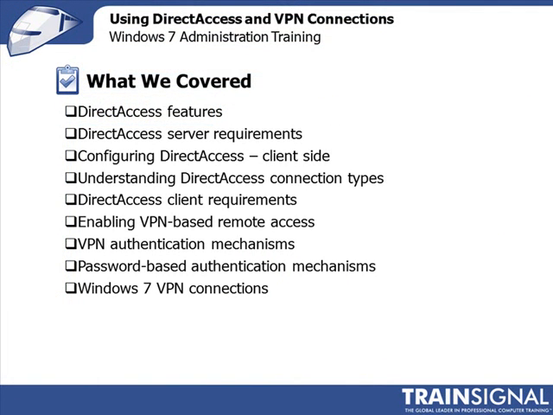We started this lesson by discussing direct access, starting with features and server requirements, and then we moved on to how you can configure direct access at the client side. We then talked about understanding direct access connection types as well as client requirements. Next, we moved on to how you can enable VPN-based remote access and talked about various VPN authentication mechanisms and password-based authentication mechanisms. We finished with a discussion about Windows 7 VPN connections.